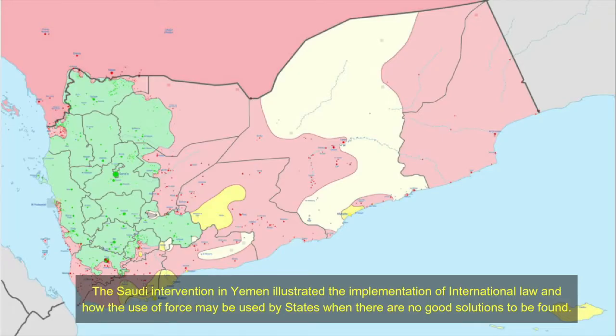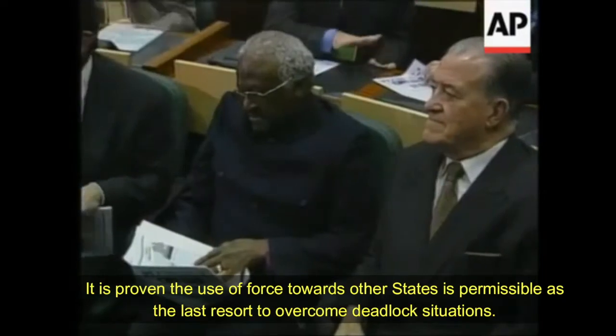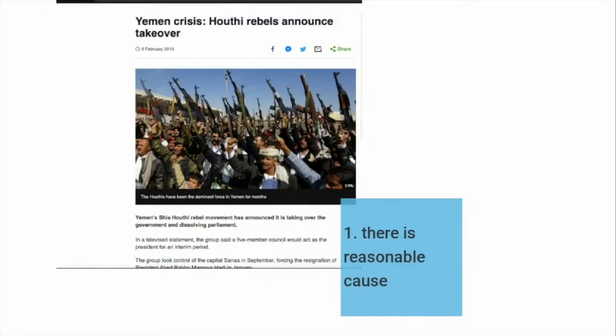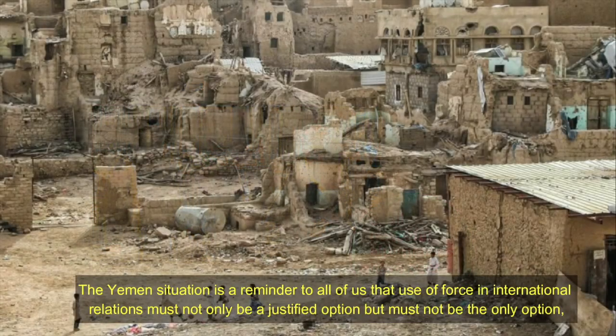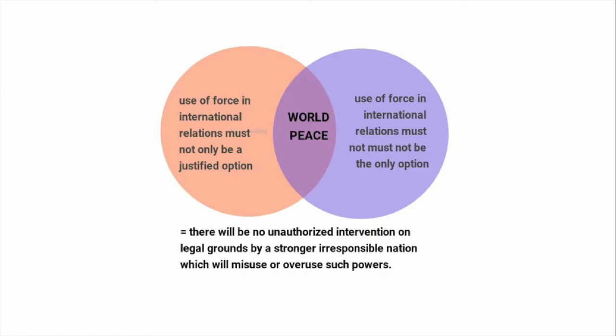The Saudi intervention in Yemen illustrated the implementation of international law and how the use of force may be used by states when there are no good solutions to be found. It is proven that the use of force towards other states is permissible as a last resort to overcome deadlock situations. However, only if there is reasonable cause, right intention, and all peaceful alternatives have been exhausted. The Yemen situation is a reminder to all of us that the use of force in international relations must not only be a justified option, but must not be the only option, to ensure there will be no unauthorized intervention on legal grounds by a stronger, irresponsible nation which will misuse or overuse such powers.